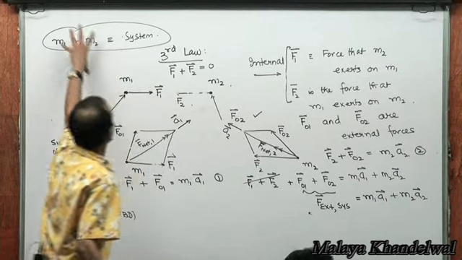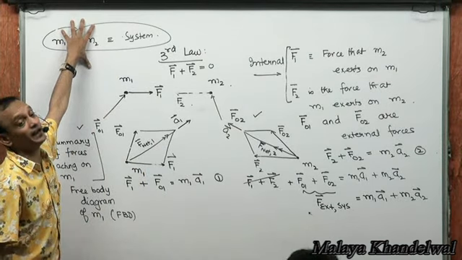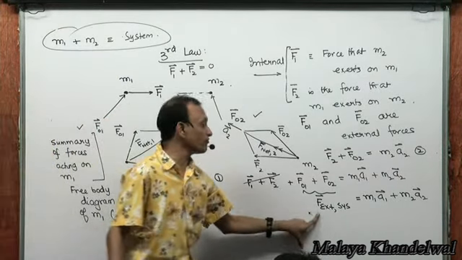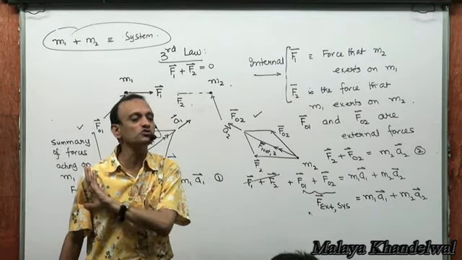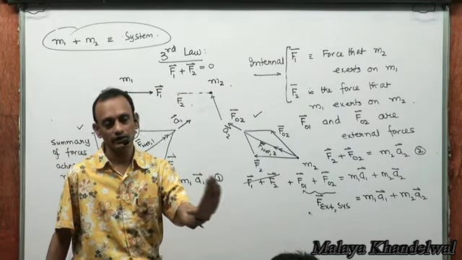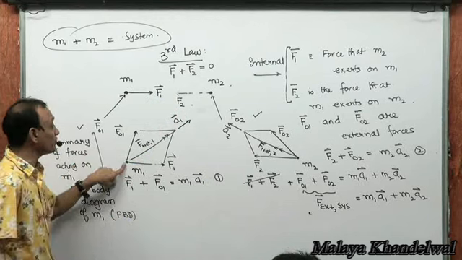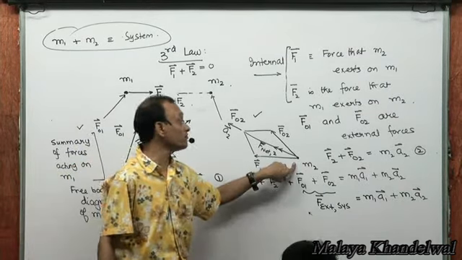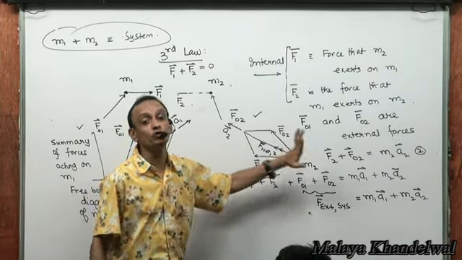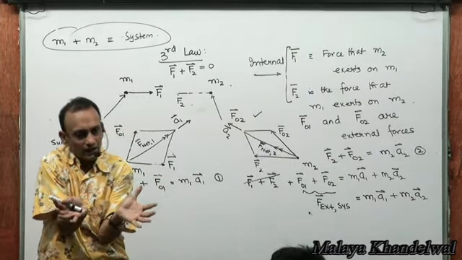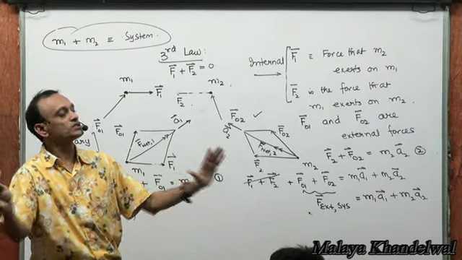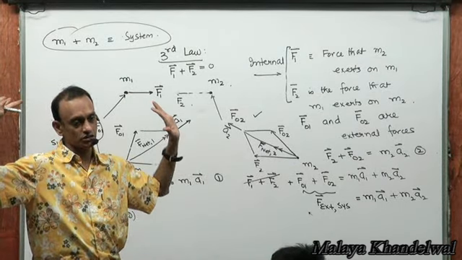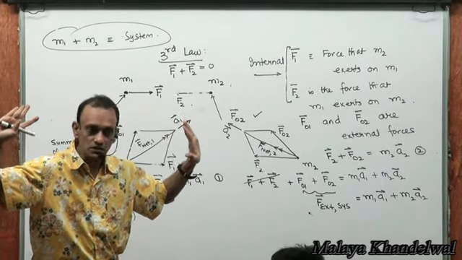So when you write the equation of motion for M1 and M2, given the external force, the internal force will have no role to play. But in the free body diagram of M1, the internal force will find a place. In the free body diagram of M2, what M1 is doing to M2 will find a force. But together, the internal forces will find no representation. That's the key thing.